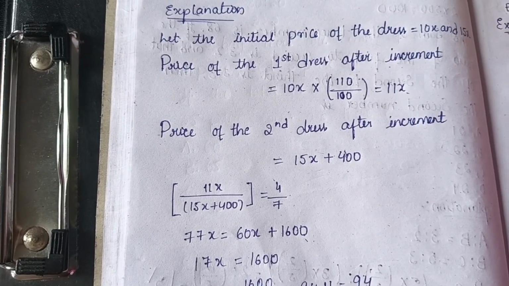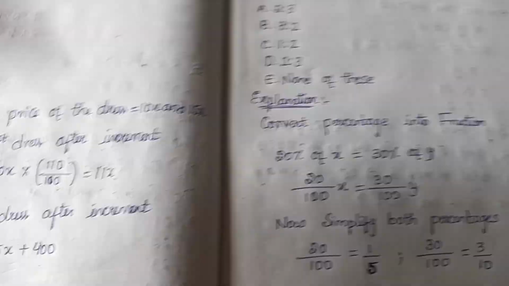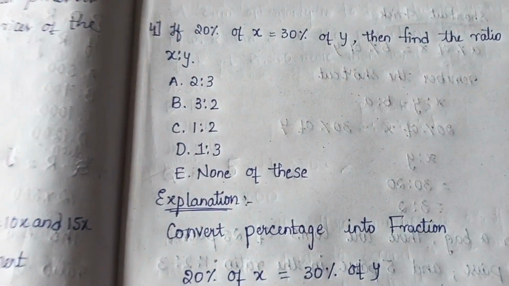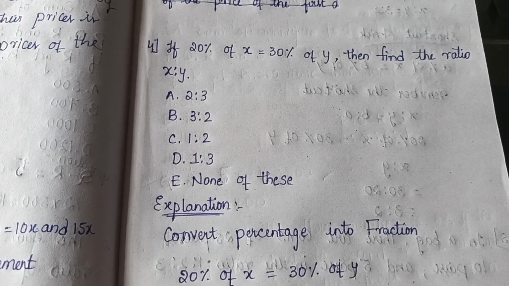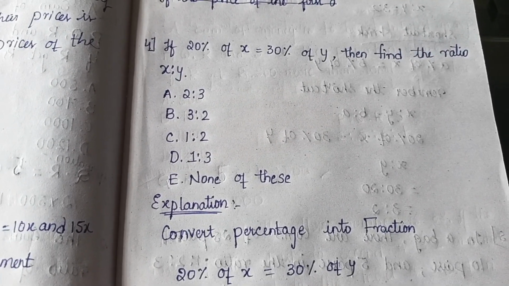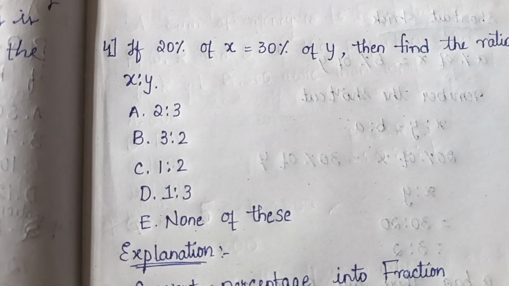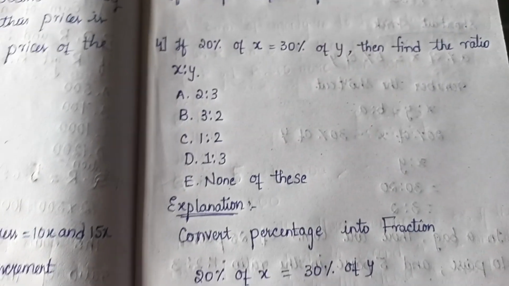Then next, let's discuss the next question. The question is: if 20% of x is equal to 30% of y, then find the ratio of x is to y. So options are 2 is to 3, 3 is to 2, 1 is to 2, 1 is to 3, and none of these.